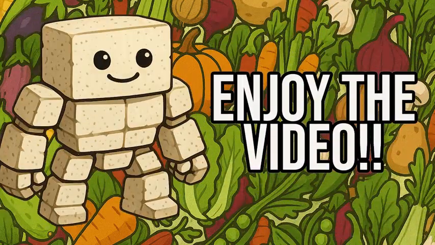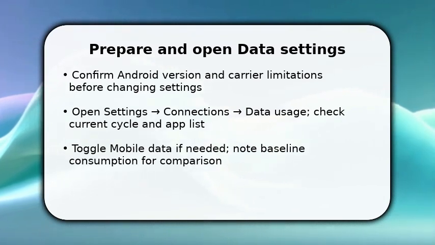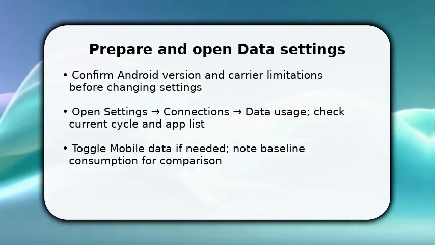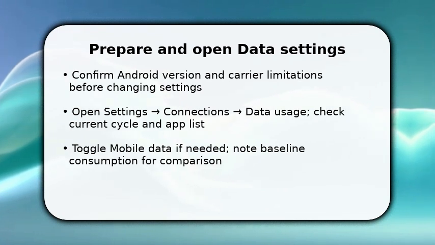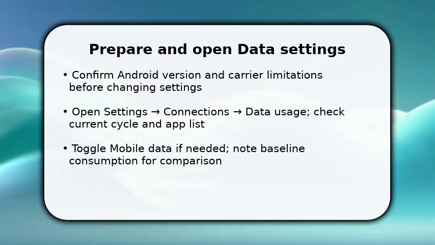Please enjoy the video. You'll start by confirming prerequisites so changes are safe. Check Android version and any carrier caps. Open Settings, go to Connections, then Data Usage. Once there, inspect the current billing cycle and the per app usage list so you know where data is going.